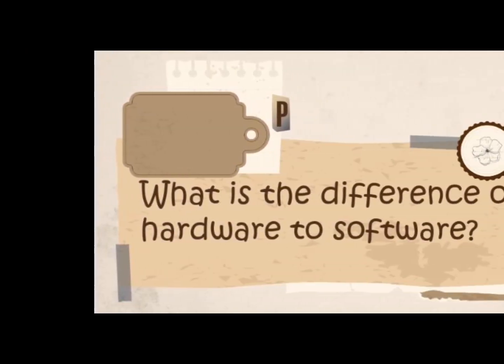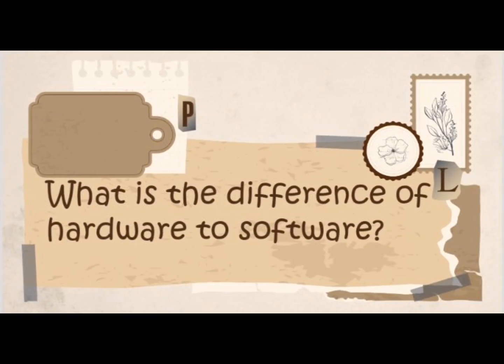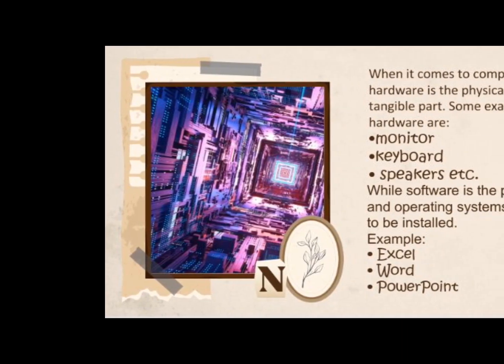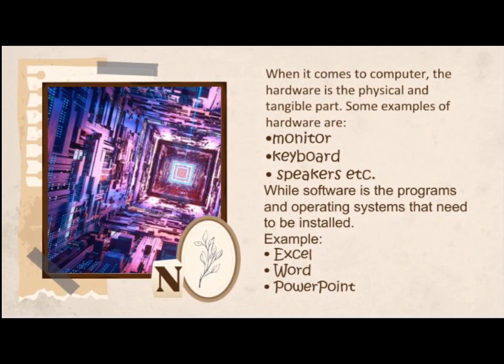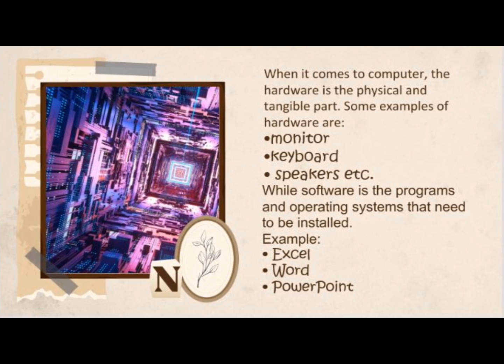So, what is the difference between hardware and software? When it comes to a computer, the hardware is the physical and tangible part. Some examples of hardware are the monitor, keyboard, speakers, etc. While software is the programs and operating system that need to be installed. Examples are Excel, Word, and PowerPoint.